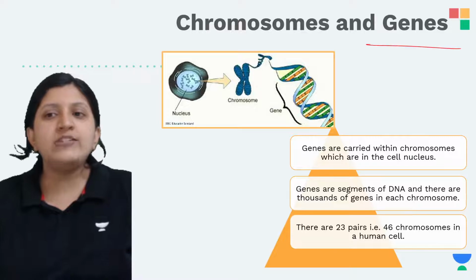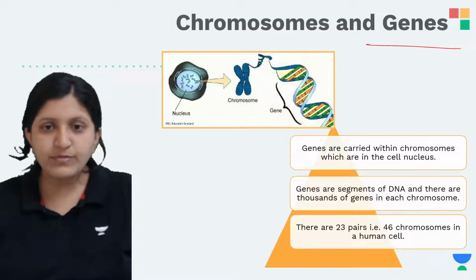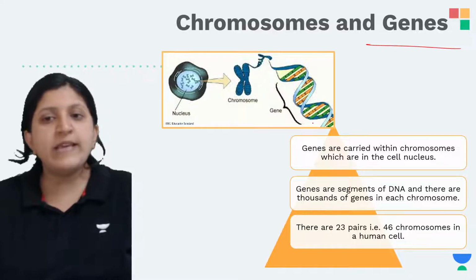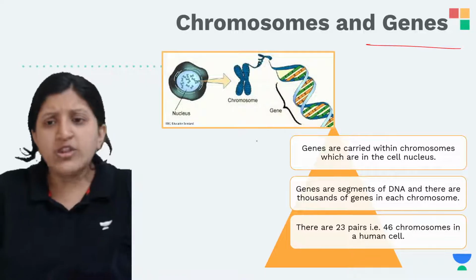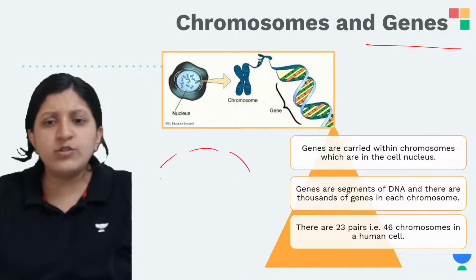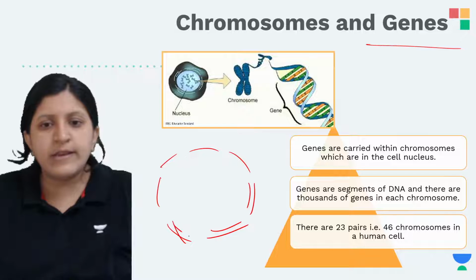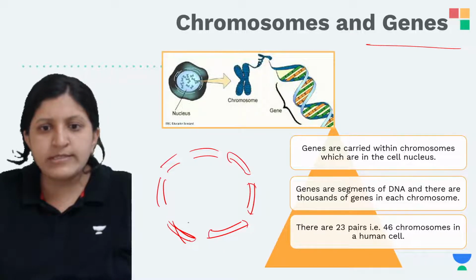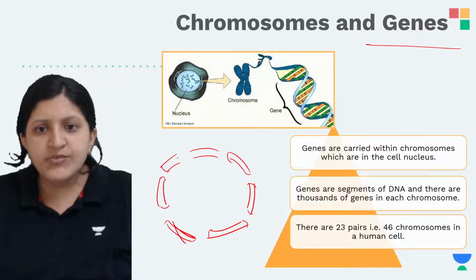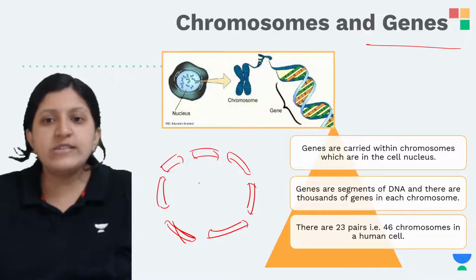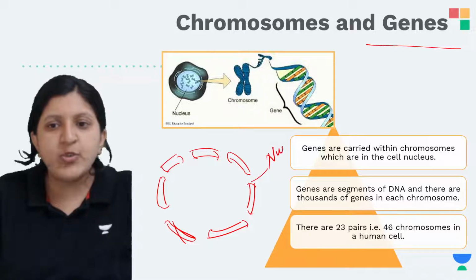So now, chromosomes and genes: what exactly is this? You can see there is a nucleus mentioned, then there is a chromosome, and here is the gene. Inside this nucleus, this is the nuclear envelope. You can see the outer membrane and the inner membrane, which are fused together like this. The outer membrane has fused with the inner membrane. So this is the nuclear envelope, and this gap is the nuclear pore.